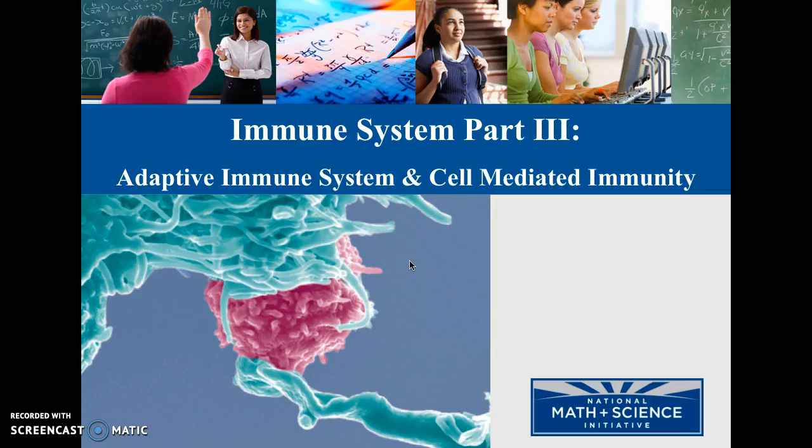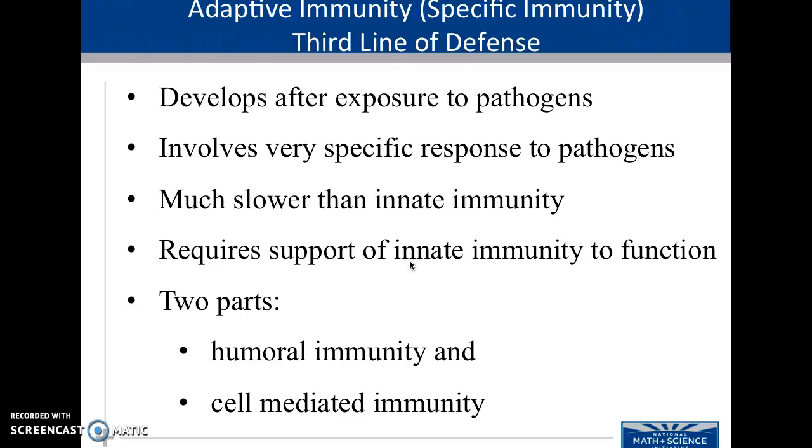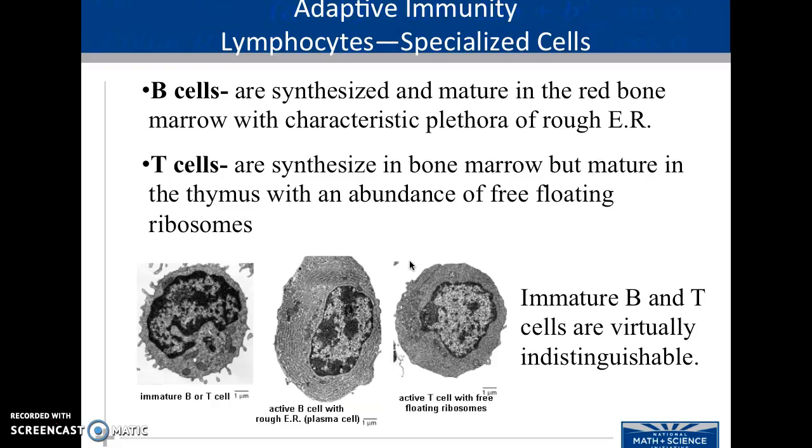This is the third part of the immune system. We are talking about adaptive immunity and cell-mediated immunity. So what we need to know is that once we start talking about adaptive immunity as opposed to innate immunity, we're talking about specific immunity, immunity that is responding to one pathogen only. Once we've been exposed to that pathogen, we know that our cells are able to basically identify that specific pathogen. It is much slower. It requires the support of the innate immunity to function, and it's got two parts.